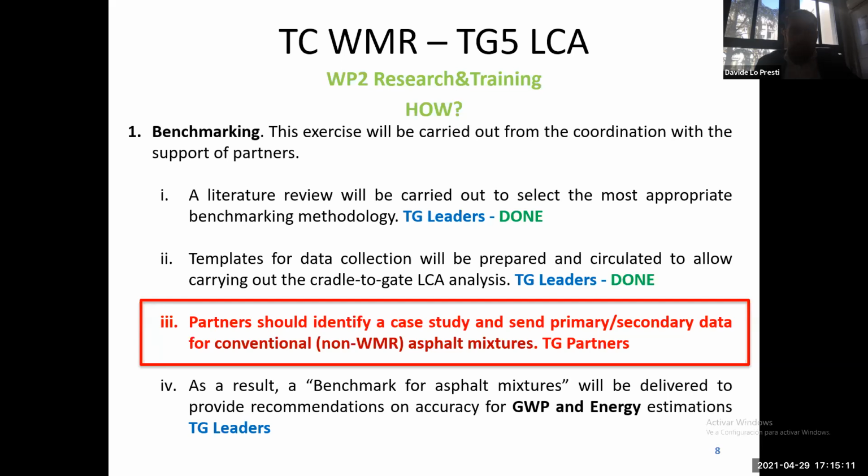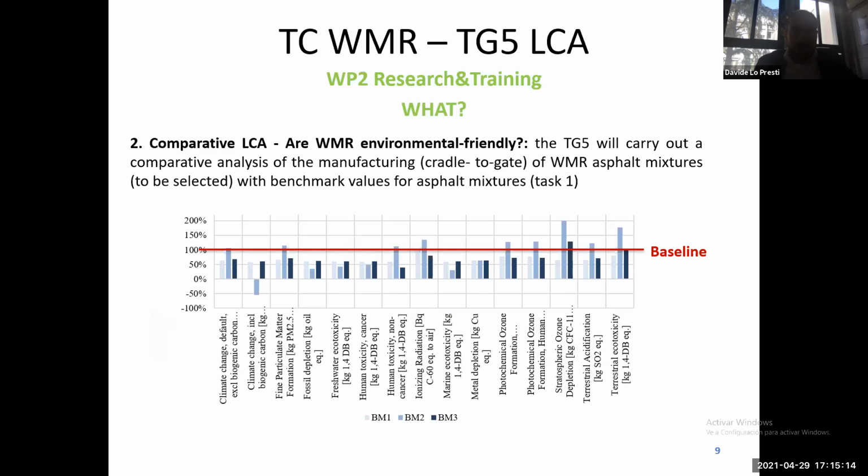I think you can move the slide, Anna. Yep. The second part of the exercise is to have information not only on conventional asphalt, but to do exactly the same exercise with what we call WMR asphalt, which is supposed to be more environmentally friendly. So the same type of data, the same way to collect the data, but for these two different families of material.